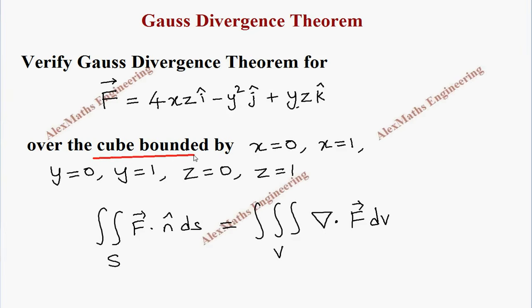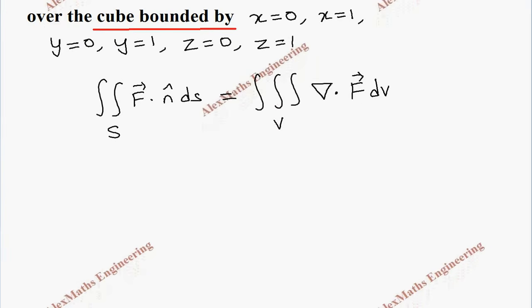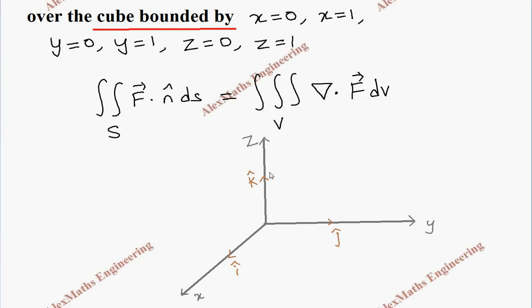Let's draw the cube bounded by these equations. For this, we are going to take three-dimensional, mutually perpendicular axes. Let's name this as x, this is y and this is z axis, and there is a unit vector i cap, j cap and k cap along these axes.